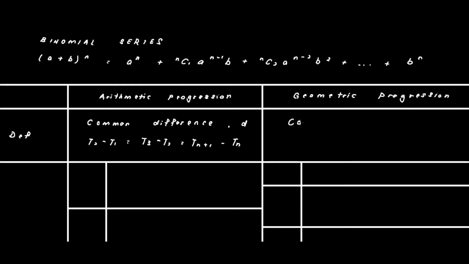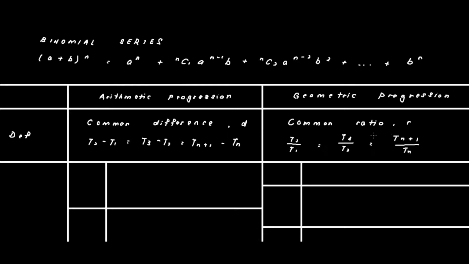So for geometric progression, we have a common ratio. Common ratio means that when you use your second term divided by your first term, it should be equal to your third term divided by your second term, meaning Tn+1 over Tn will give you the same answer, which is the common ratio.